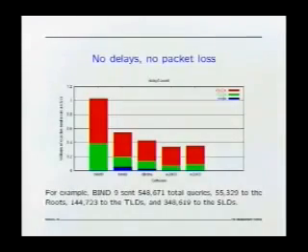So here's a few results. This graph shows the total number of queries sent by each tested configuration, each version of the software, for the case of no delays and no packet loss. The blue represents queries sent to the roots. The green is queries sent to the top-level domains, and the red is queries to the second-level domain name servers.